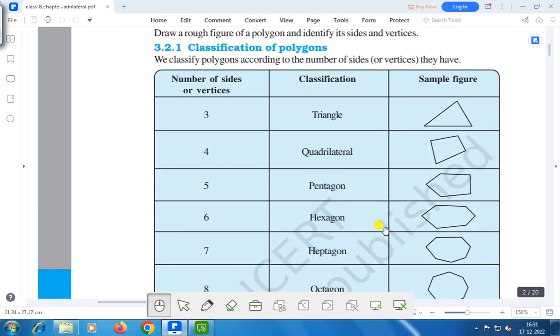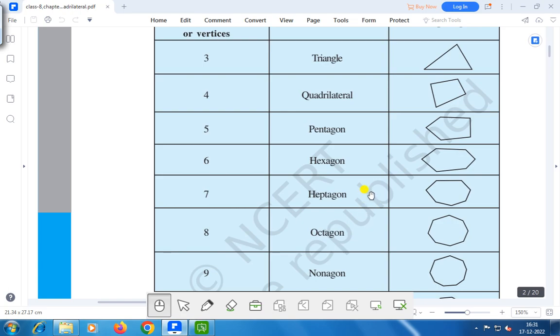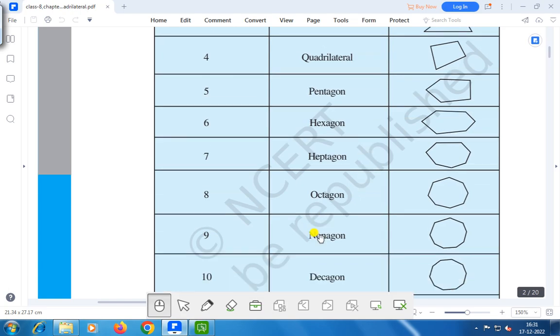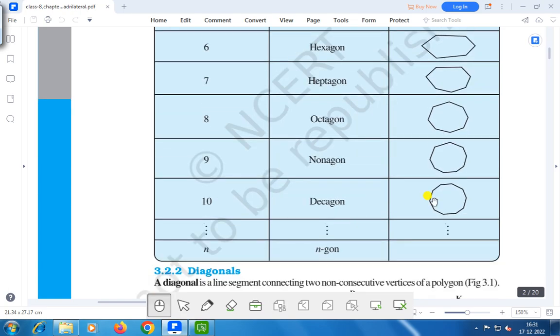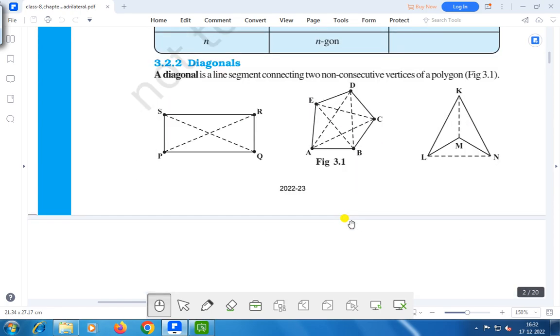These are different polygons, right? That means you classify polygons according to the number of sides. Triangle has 3 sides, quadrilateral has 4 sides, pentagon has 5 sides, hexagon 6 sides, heptagon 7 sides, octagon 8 sides, nonagon 9 sides, decagon 10 sides. And if there are n sides, that is an n-gon, right? Now diagonals. What is a diagonal?